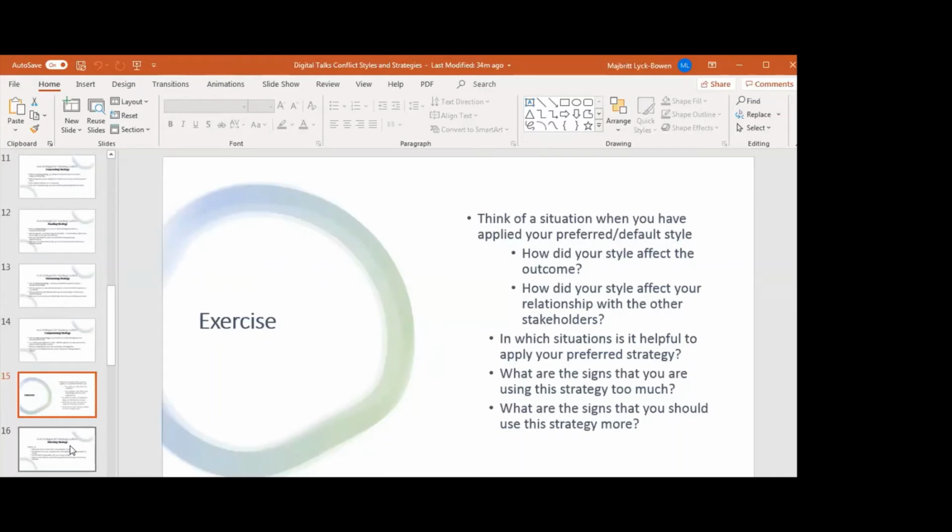And also have a think about, and we'll be coming back to this in the second half of the presentation, in which situations you think you should apply your preferred strategy. So in which situations do you think that your preferred style is actually the best style, a good strategy? What do you think are some of the signs that you're using this strategy too much? And what do you think are the signs that you should use the strategy more?